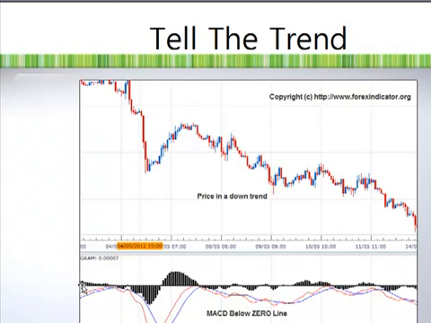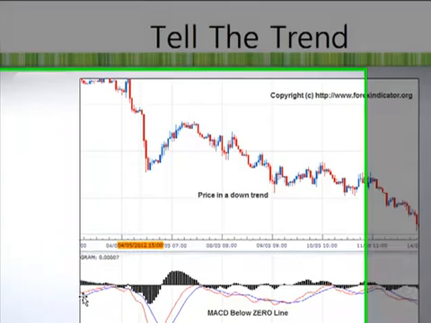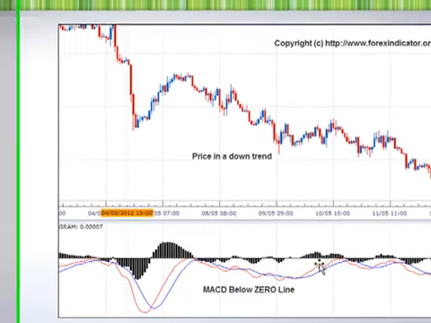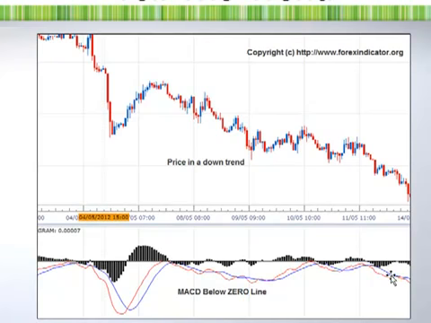You can see that this is the zero line. This horizontal line that I'm showing you here is the zero line. Some people call it the water line. You can see the MACD two lines are always below the zero line. Can you see that? It's always below the zero line. And the longer it stays below the zero line, the stronger the trend is.